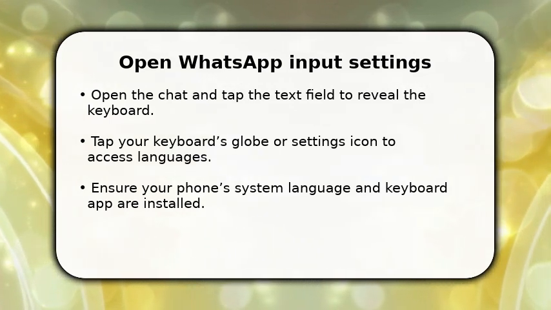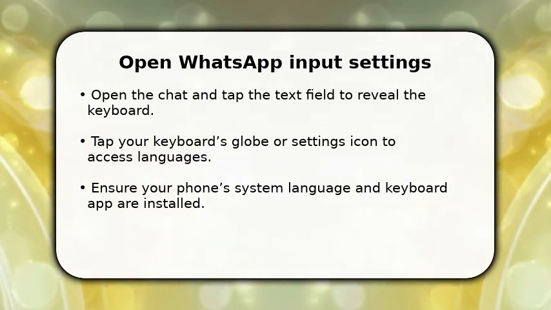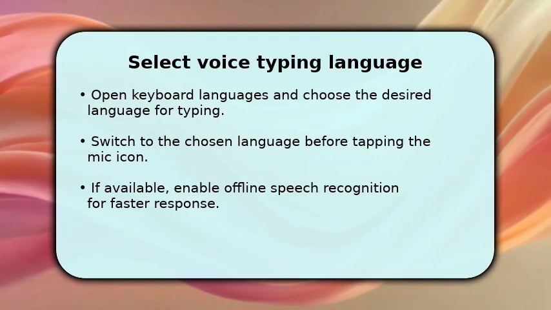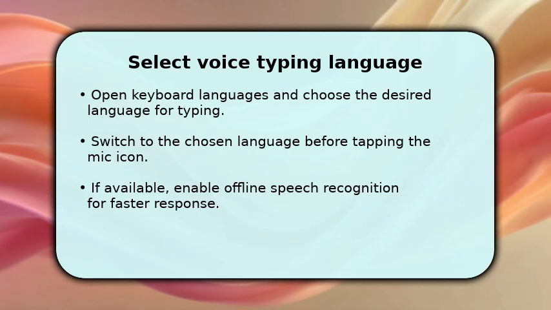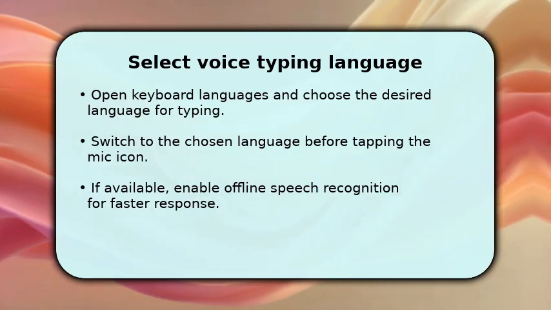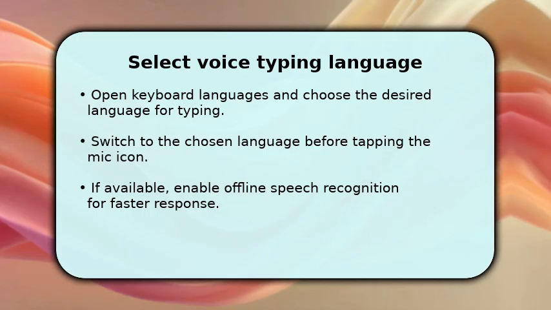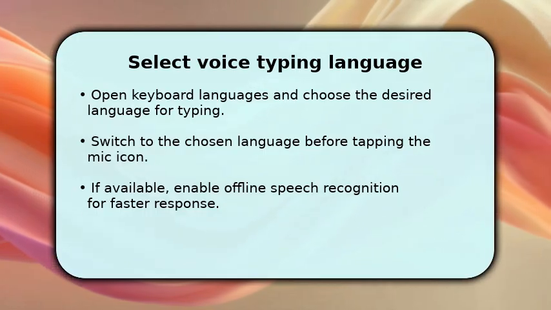Now change the active keyboard language. Select the language you want for voice typing from the keyboard's language list. Once selected, press the microphone icon on the keyboard, not WhatsApp's attachment menu. WhatsApp sends audio to the keyboard's speech-to-text engine.